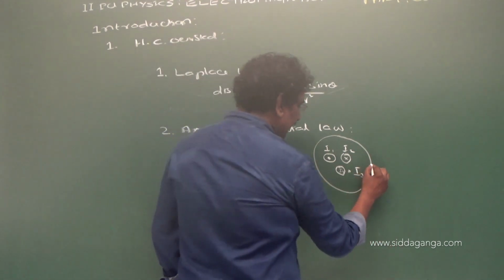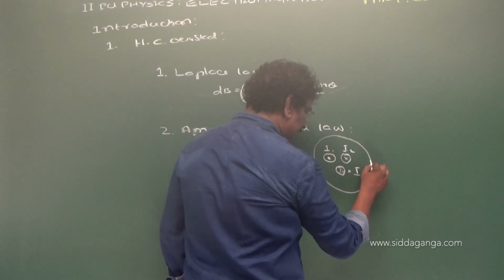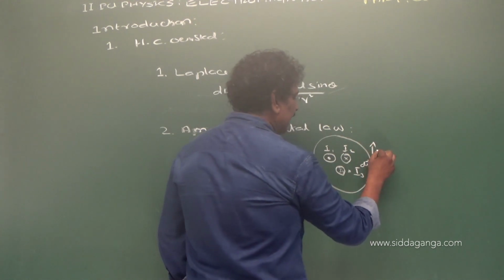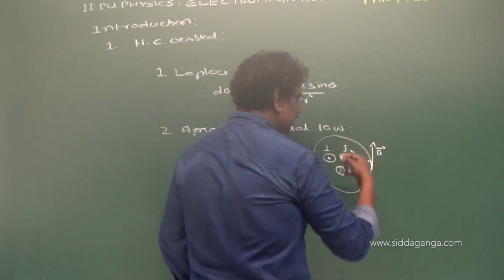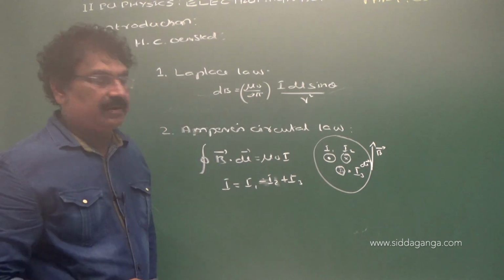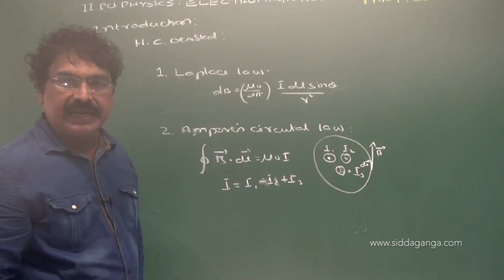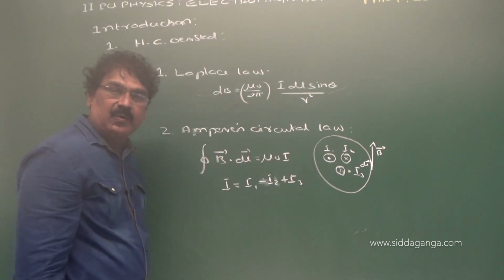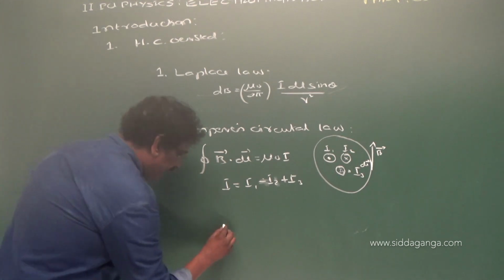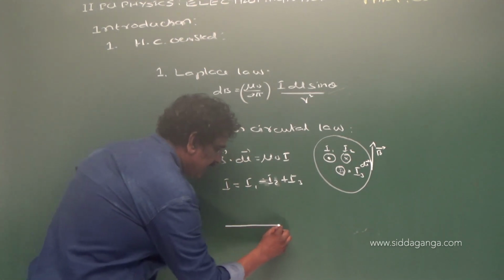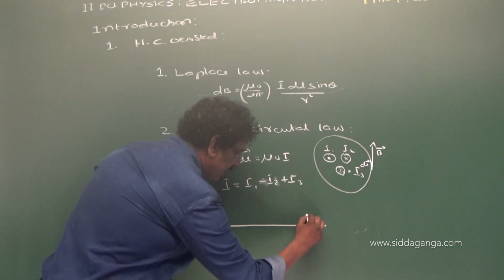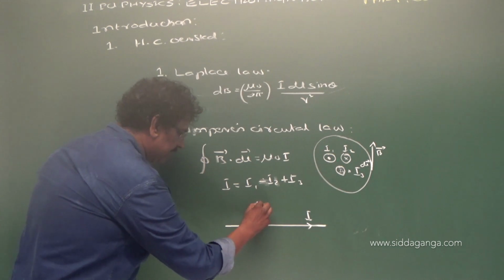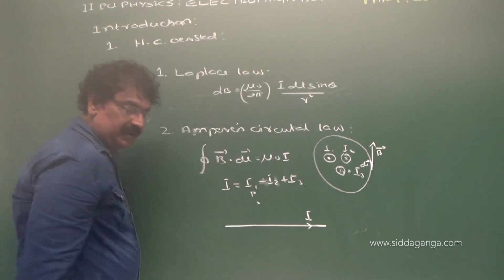Now if we take any elementary length, this dl vector, and the magnetic field B is along the tangent drawn to the closed path at any point, then the line integral of B dot dl vector is equal to mu naught I.